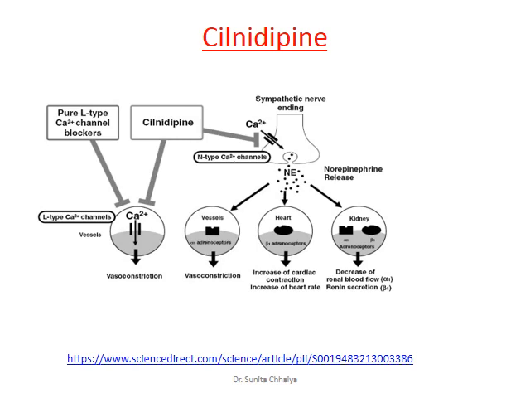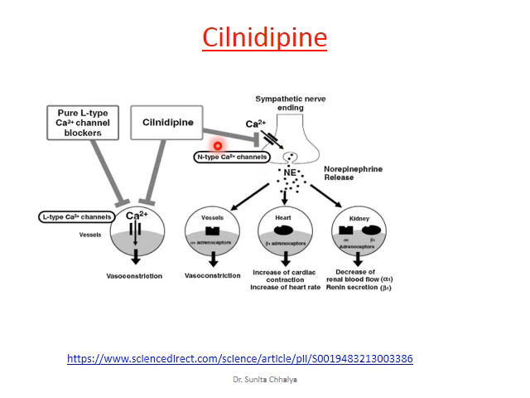There is an additional dihydropyridine derivative, that is cilnidipine. It is different from the other dihydropyridine derivatives, as cilnidipine has dual blockage. It blocks the L type of calcium channel, and it also blocks the N type of calcium channel.